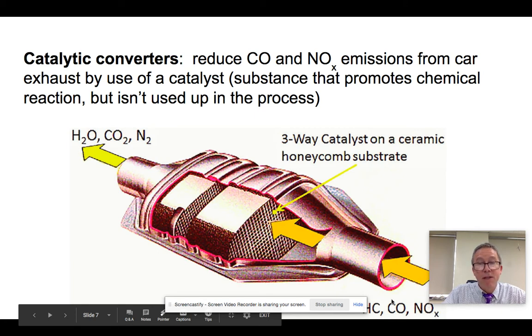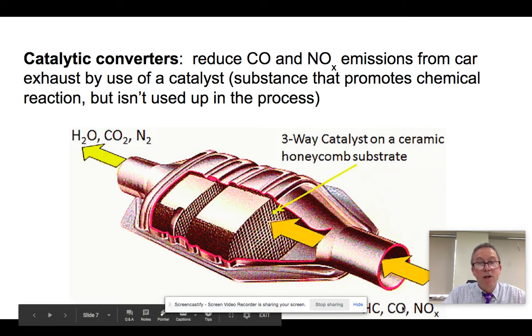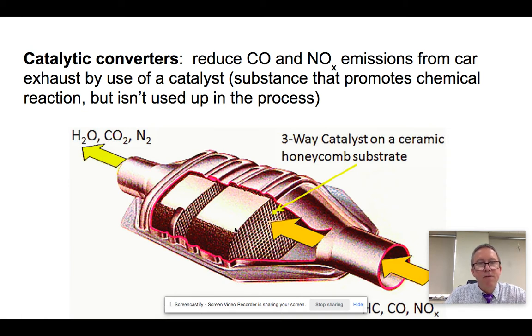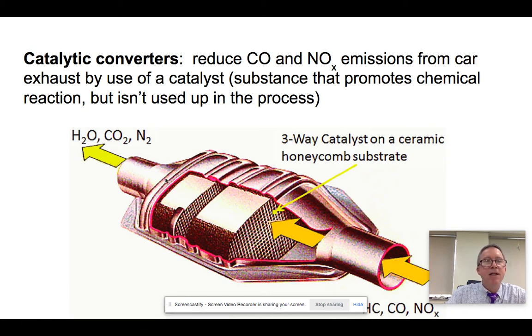There's also carbon monoxide. The main source of carbon monoxide is from cars, because it's very difficult, especially in a personal vehicle, to maintain the proper fuel-air mix. So we get partial combustion, which leads to CO. So what happens then is, as this passes through here, reactions occur because of this catalyst. As these things come in as NOx, HC, and CO, they come out as H2O, CO2, and N2. This is totally harmless.